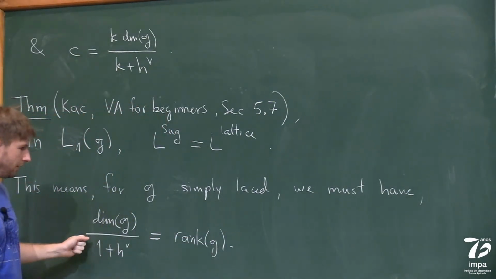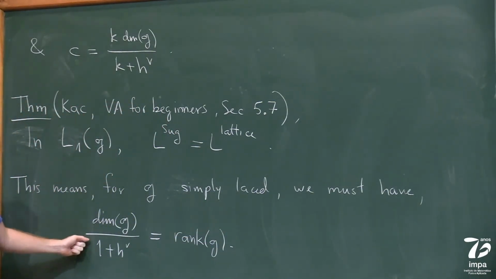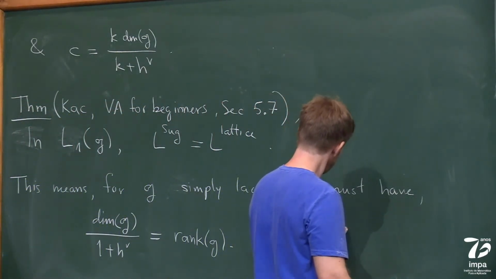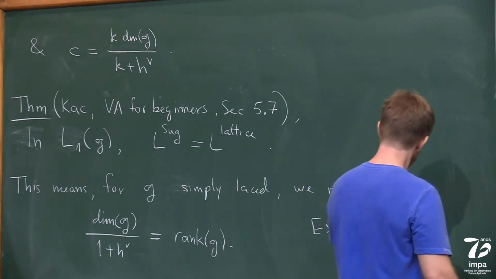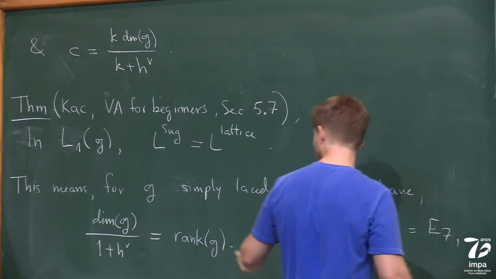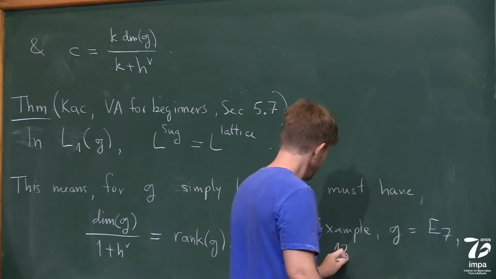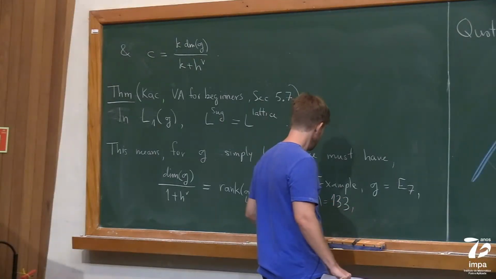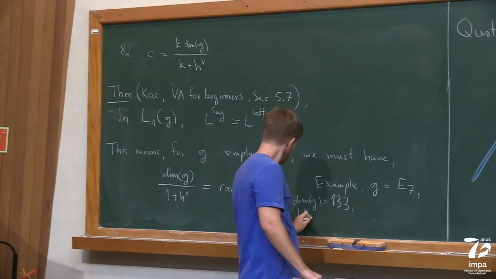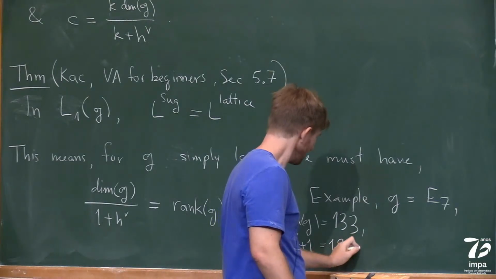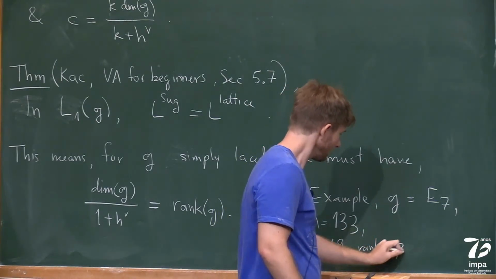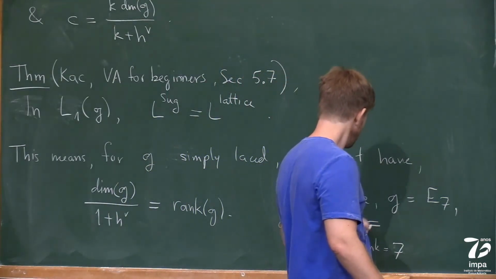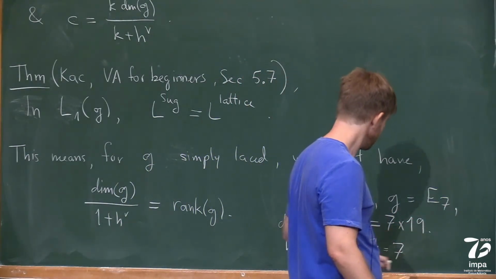Okay, and this, it turns out, is a true formula for simply laced Lie algebras. So for example, G is E7. You have 133 is the dimension. h check plus 1 is 19, rank is 7, and indeed 133 is 7 times 19.